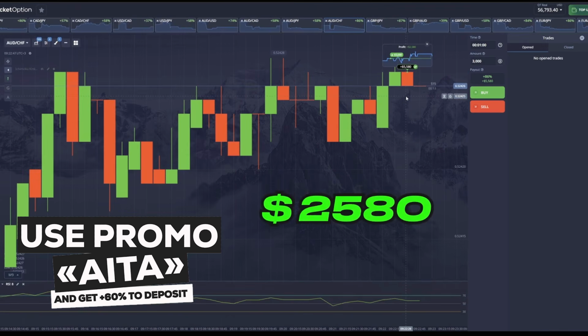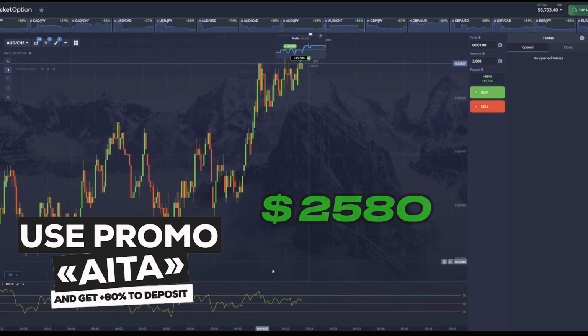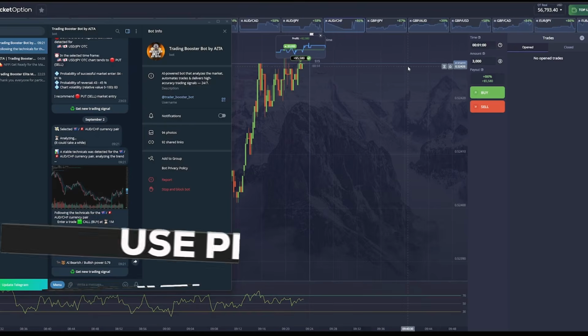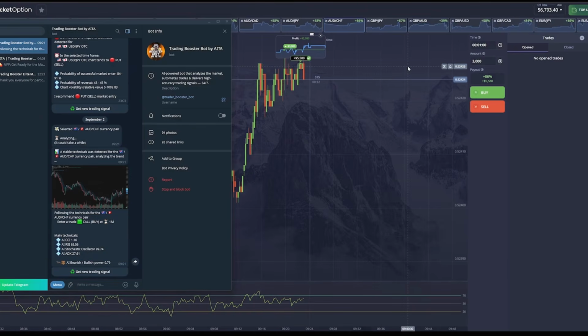This trade brings me $2,500. As you can see, the indicator is actually very simple. I significantly increased my deposit balance. I earned about 10, even 12% during this video, so you can achieve the same result and make a really good amount in just a few trades.